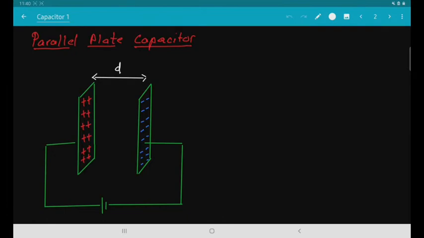Here you see an example of two parallel plates, two plates of conductors which are connected to a battery. This plate will get a positive charge and this plate will get a negative charge. As a result, there will be an electric field in between. This is where the energy is stored. So we want to understand what will be the equation for the capacitance of this parallel plate capacitor.